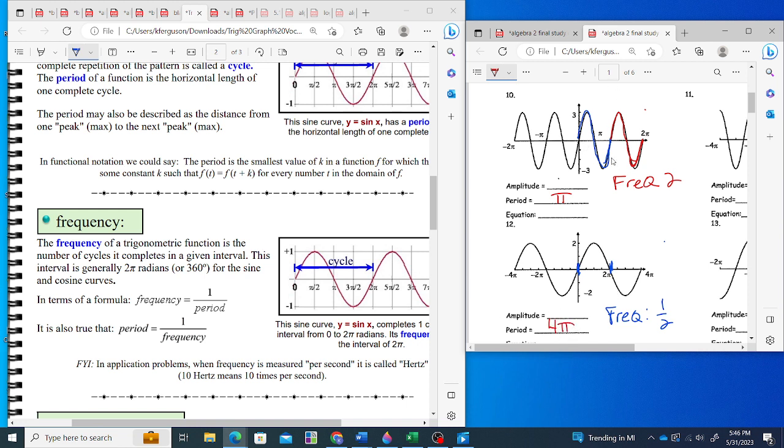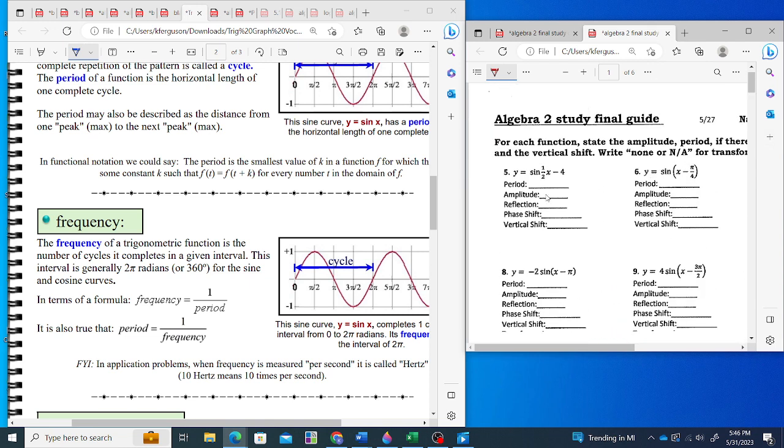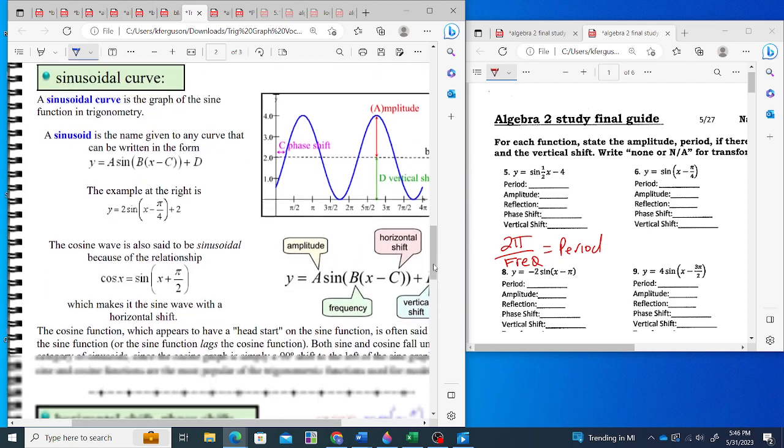If you can't use a visual like this to get your period, in the case where you have something like this, then what you do is you take 2 pi and divide it by your frequency, and that is your period. Okay? So what is my frequency here? Well, let's look at this.